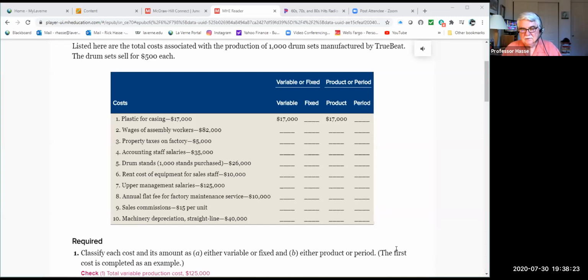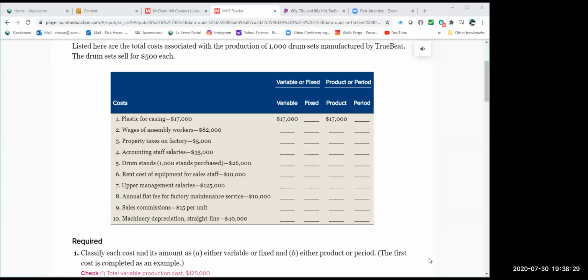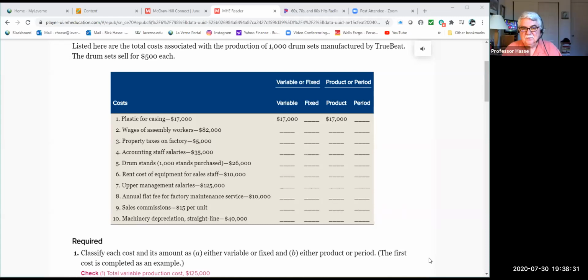Cassandra. Cassandra, welcome to my world. Hello, Cassandra. Upper management salaries, variable or fixed, product or period?